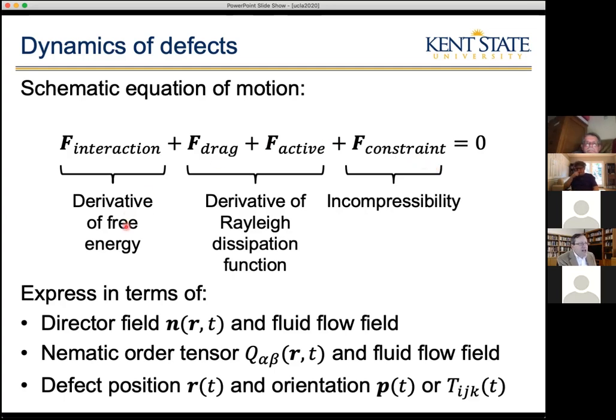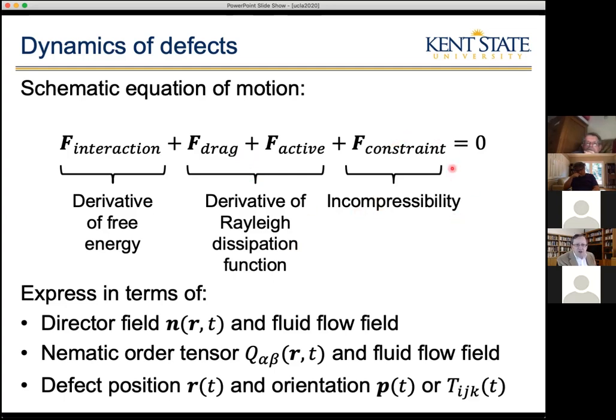Then you can express this as the derivative of a free energy. The interaction force comes from a derivative of the free energy, like on the last slide. The drag force and the active force come from a derivative of the Rayleigh dissipation function. You can start by constructing what sort of scalar dissipation function is allowed by symmetry, and then once you construct that, just take derivatives and you get these forces.